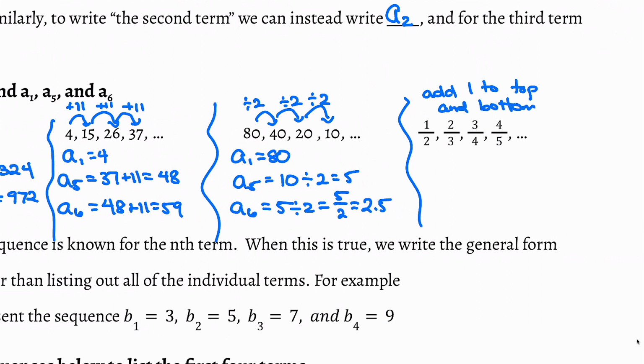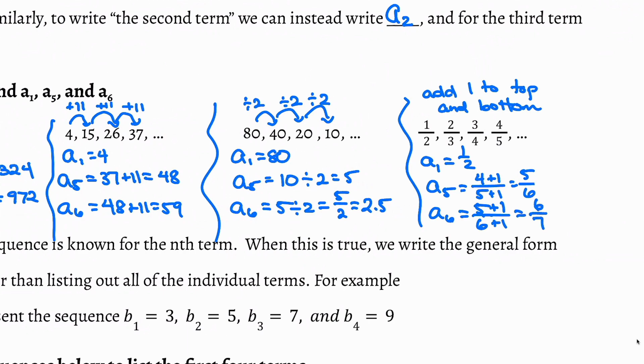Now that I know the pattern, I'm going to go ahead and write that my first term is a half. My fifth term, let's see, I need to take the 4 over 5, and I need to add 1 to the top and add 1 to the bottom. That's going to become a 5 over 6. In my sixth term, I'm going to take that 5 over 6, and add 1 to the top and the bottom. It's going to give me a 6 over 7.